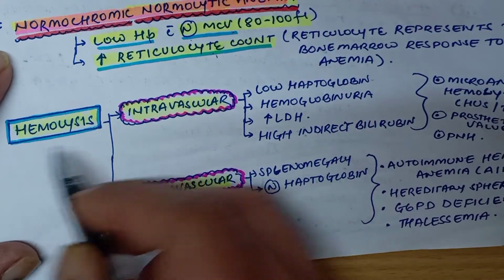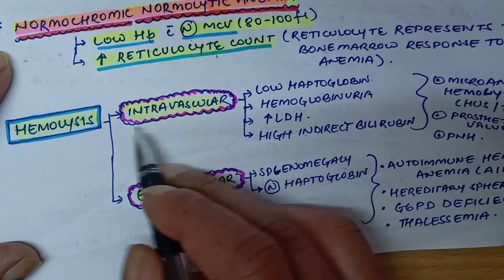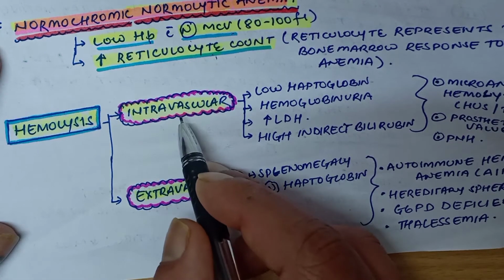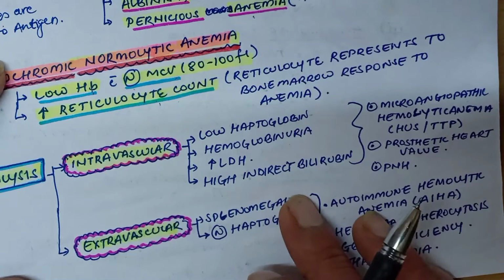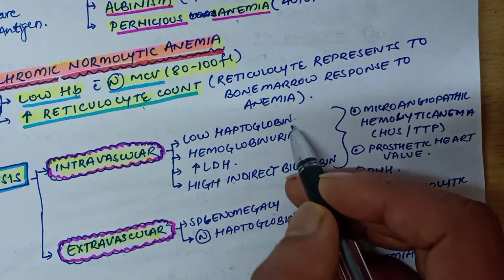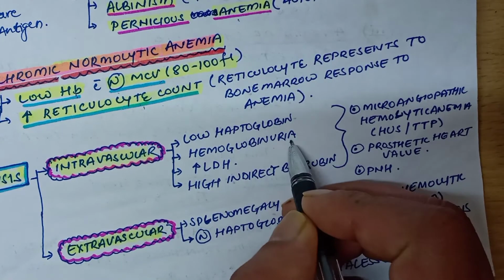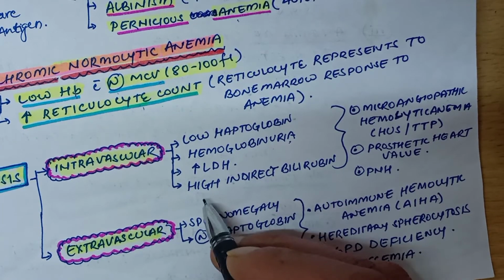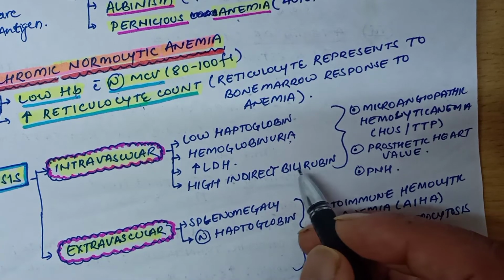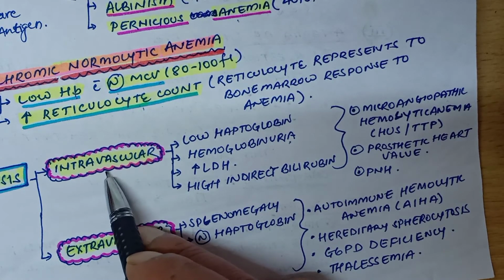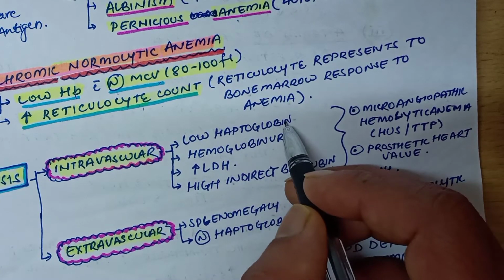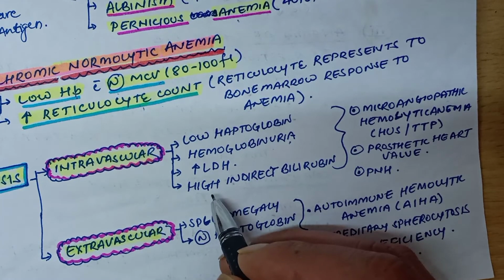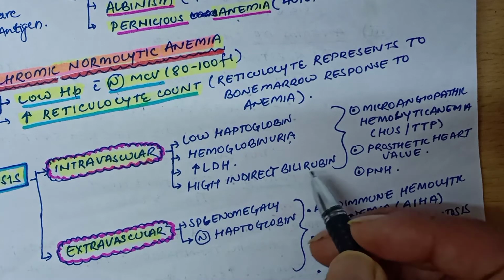Now talking about hemolysis. Hemolysis can either be intravascular hemolysis or extravascular hemolysis. In case of intravascular hemolysis, the lab findings will be there will be low haptoglobin with hemoglobinuria. There will be increase in LDH, and there will be high indirect bilirubin. So intravascular hemolysis is associated with low haptoglobin, hemoglobinuria, increase in LDH, and increase in indirect bilirubin.